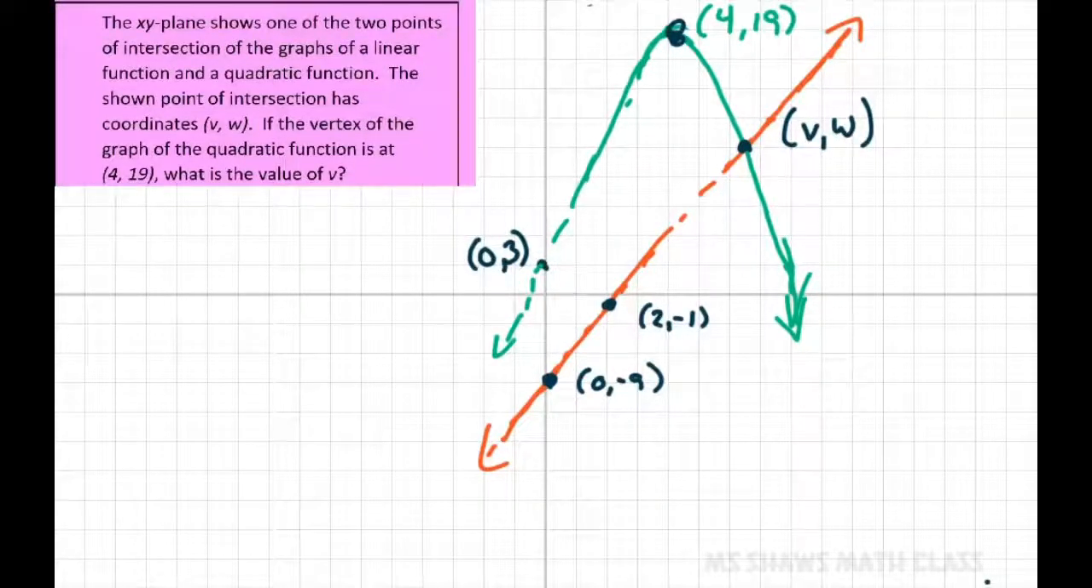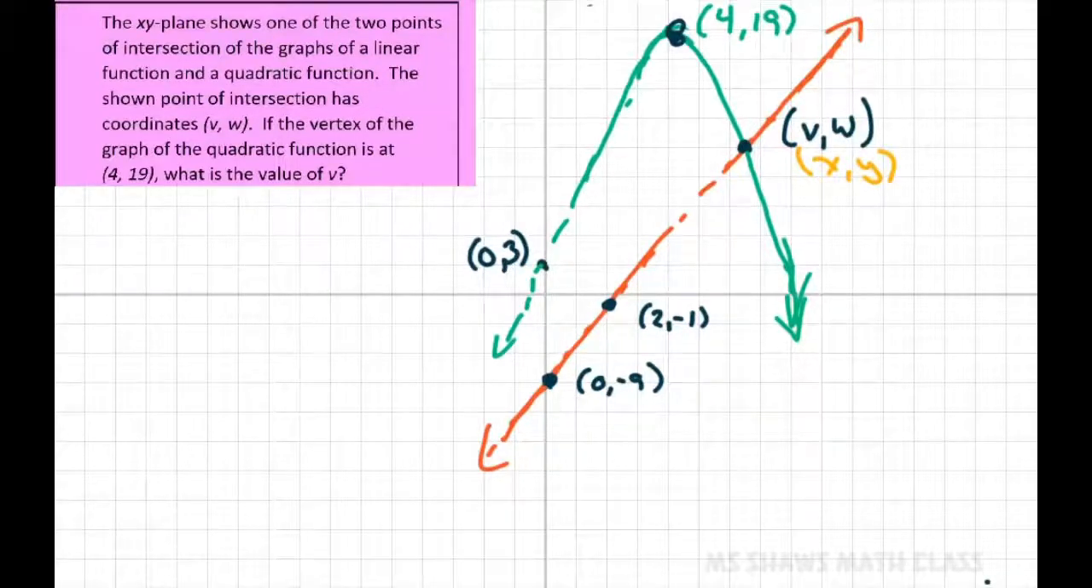Everyone, the XY plane shows one of the 2 points of intersection of the graphs of a linear function and a quadratic function. The shown point of intersection has coordinates (v, w). So they're saying (v, w) because this is like another (x, y).